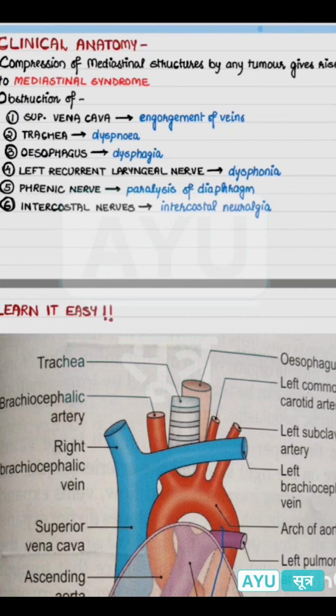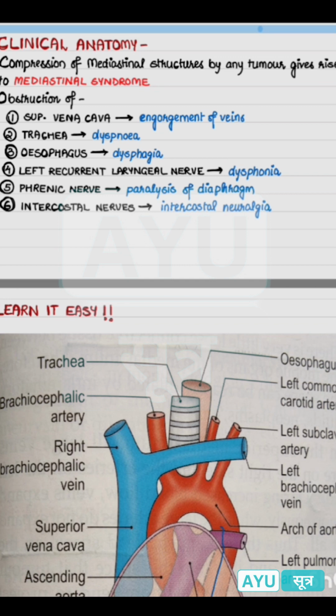Clinical anatomy of the mediastinum. It is a very crucial point for the exams. Compression of the mediastinal structures by any tumor gives rise to mediastinal syndrome. Obstruction of the superior vena cava causes the engorgement of veins or filling of blood into the veins. Obstruction of trachea causes dyspnea, which is difficulty in breathing.